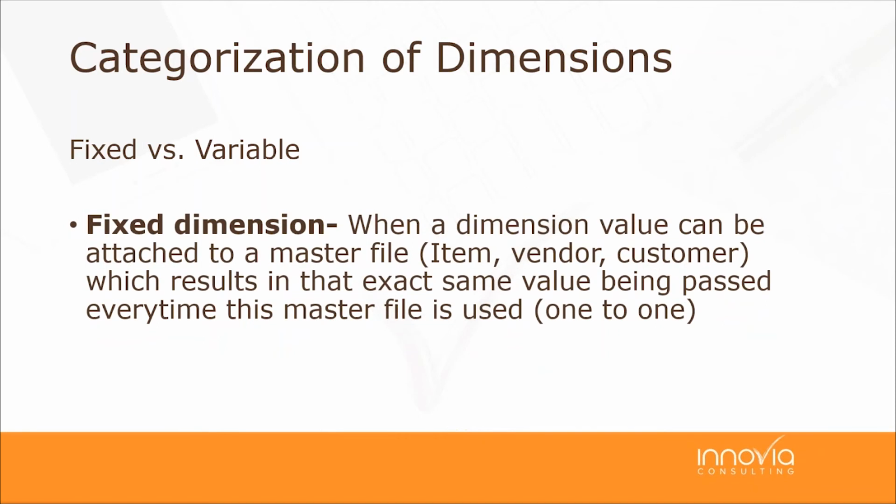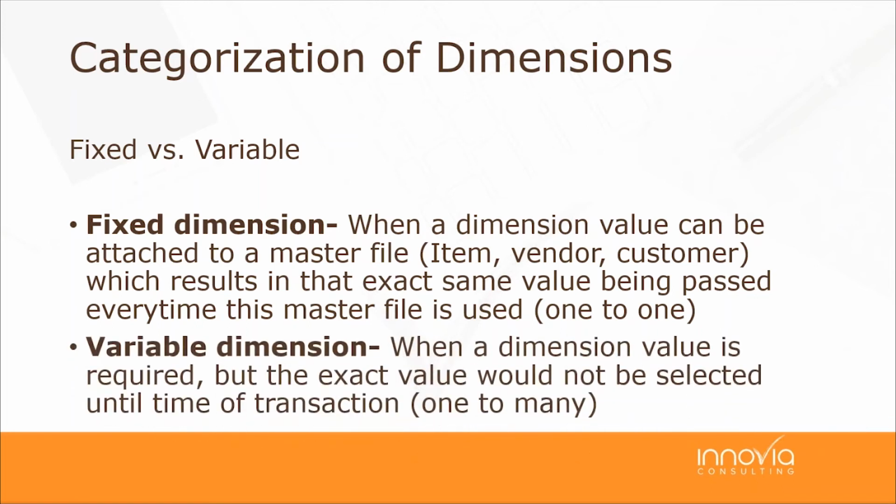So here, when I have a fixed dimension, that's a situation when a dimension value can be attached to a master file, such as an item, a vendor, or a customer, which results in that exact same value being passed every time this master file is used. So it's a one-to-one relationship. So if you have a customer that always ships to a specific sales region, you can attach that dimension value to the customer's card, and every time you transact using that customer, that dimension value will pass.